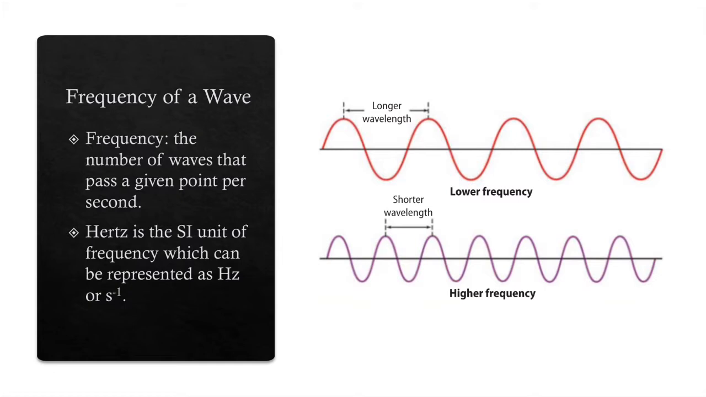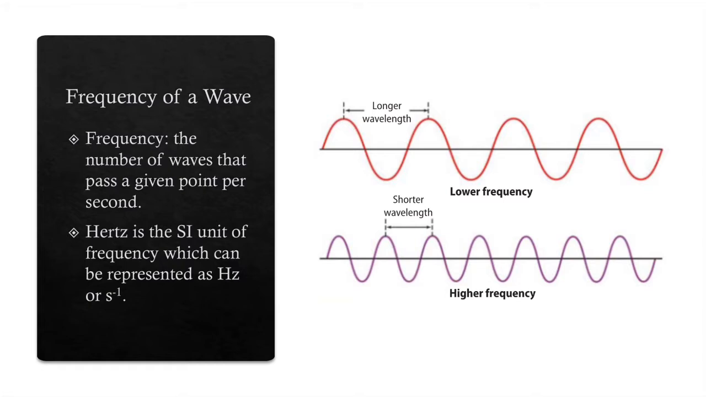There is a third term in which we can describe a wave. This is frequency, symbolized by the letter F. Frequency is how often waves pass a given point per second. The SI unit is hertz or inverse seconds. They are practically the same.